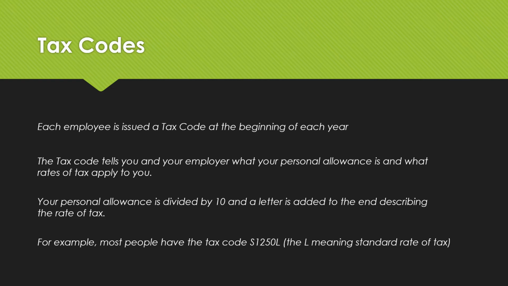So for most people in Scotland, they'll have the code S1250L. So the S means you're in the Scottish tax system. The 1250 is our personal allowance of 12,500 divided by 10, which gives us 1250. And L means it's the standard rate of tax.